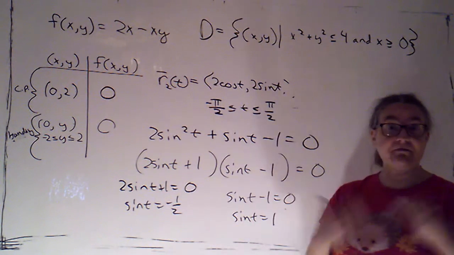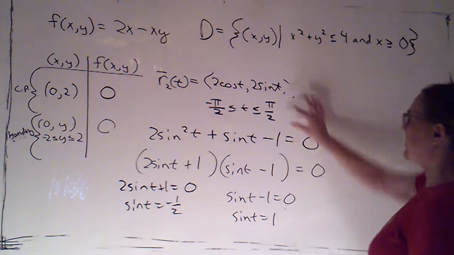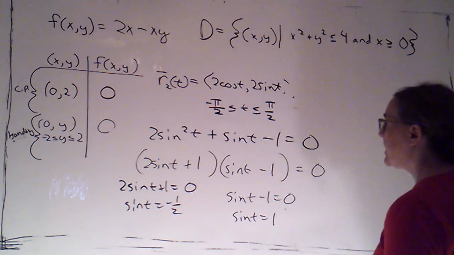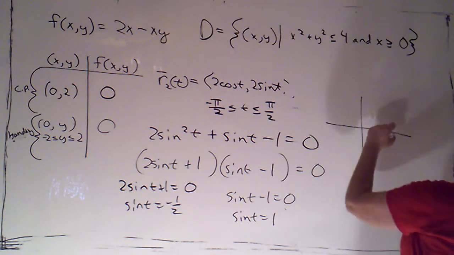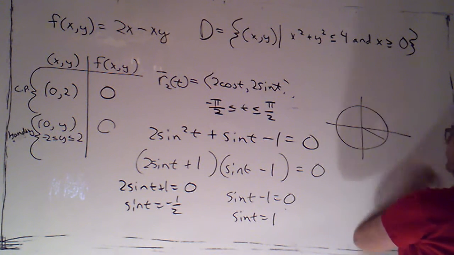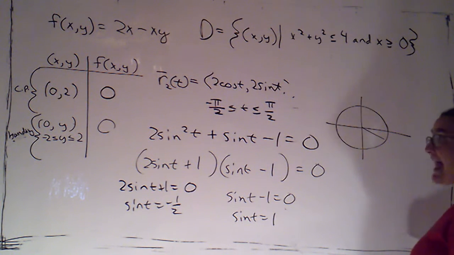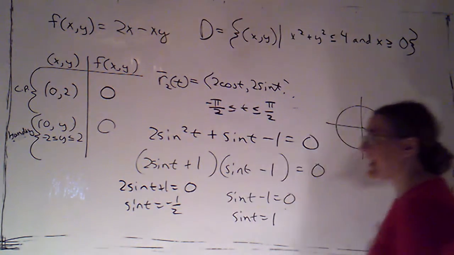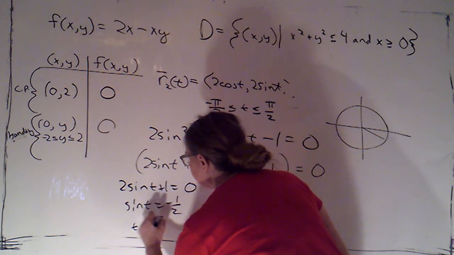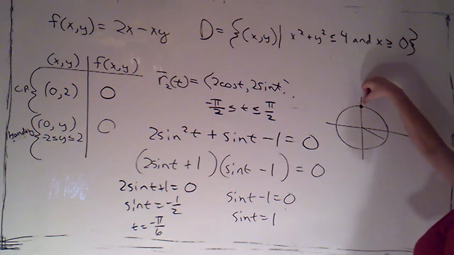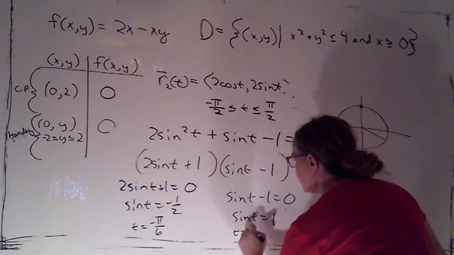Both of these equations have infinitely many solutions, but I only want the one that's between negative pi over 2 and positive pi over 2. So that corresponds, of course, to quadrants 1 and 4. If sine is negative, we're going to be in quadrant 4. So we're talking about a negative acute angle. And of course, the reference angle is the acute angle whose sine is 1/2. So this is going to be t equals negative pi over 6. If sine of t is 1, that occurs at any angle whose terminal ray passes through this point. That's going to be when t is equal to pi over 2.